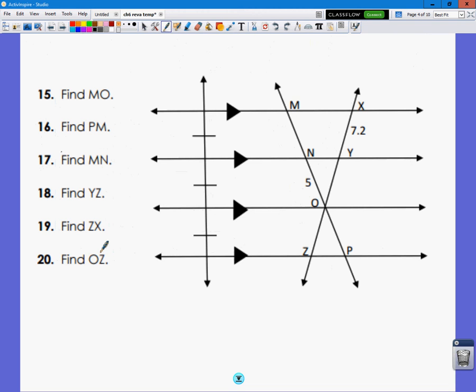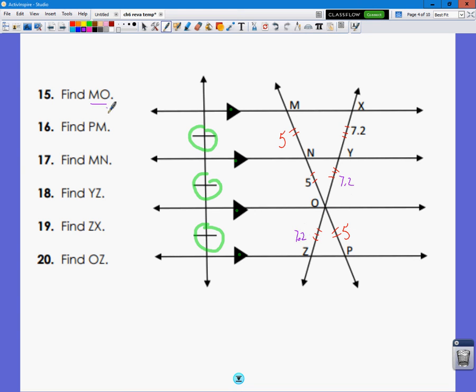Number 15 through 20 should be one of those problems that everybody gets right. If you have 3 or more parallel lines cut by a transversal, and it cuts it into equal parts, then every transversal that goes through those parallel lines will also be cut into equal parts. Which means from M to N is 5, from O to P is also 5. From Y to O is 7.2, and from O to Z is also 7.2.